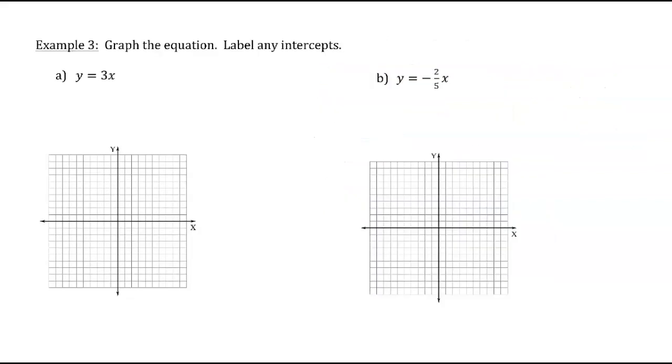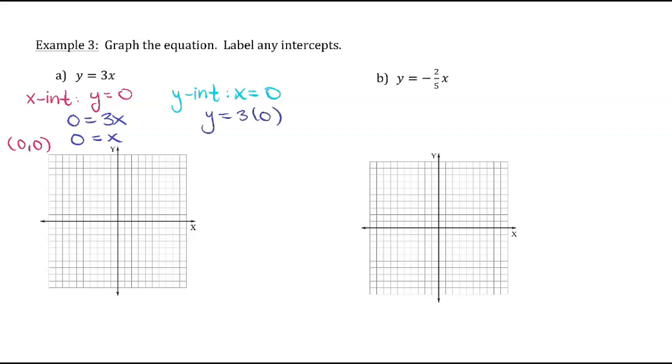Let's take a look at what happens when we find the x and y intercepts for part A. With y set equal to 0, we have 0 equals 3x. This means that x must be 0. And our x-intercept is the point (0, 0). Following the process for finding the y-intercept, we would set x equal to 0, and that gives us y equal to 3 times 0, which gives us y equals 0. In other words, our y-intercept is the point (0, 0).